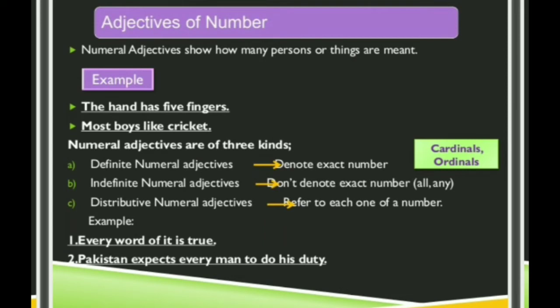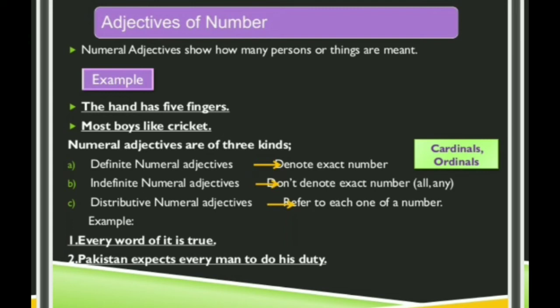Examples are given over here, very very easy. The hand has five fingers. How many fingers does it have? Five. So over here the number is five. Most boys like cricket. Here the number is not given, but it is a kind of quantity: how many boys love cricket? If I say most, that also comes under number.